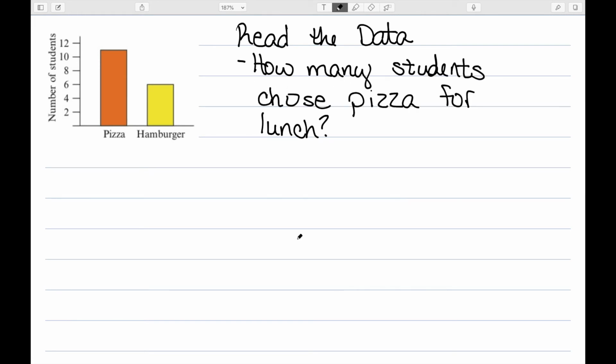An example of the read the data question: how many students chose pizza for lunch? I can look at this graph, see that we have 11 students that chose pizza for lunch. This would be a reading the data question since we were able to lift this directly from the graph. And it didn't require any interpretation or any kind of calculations or anything like that.